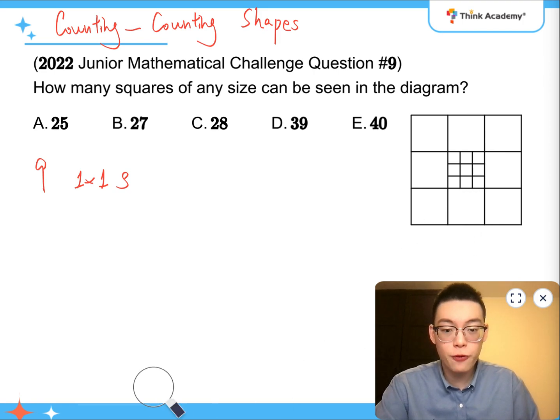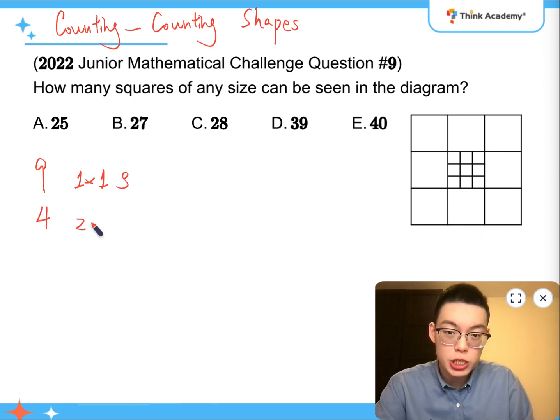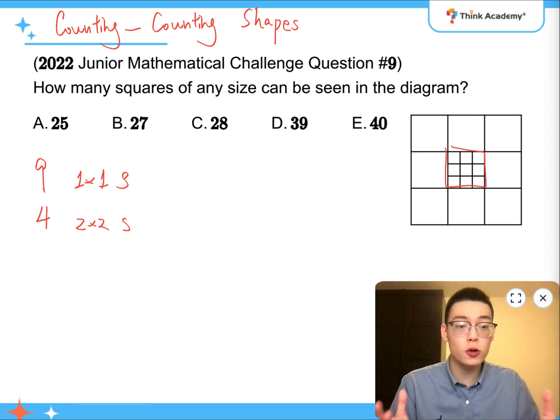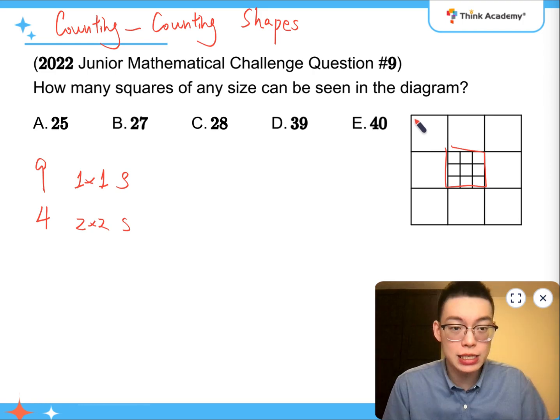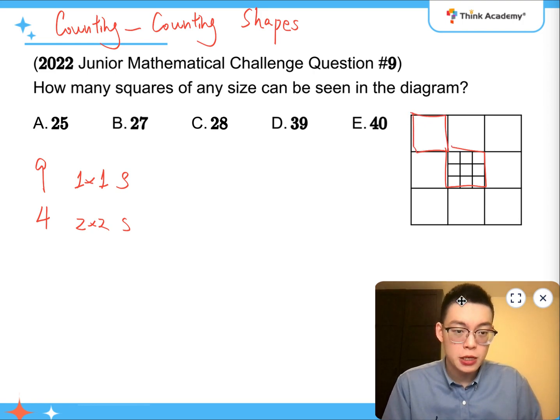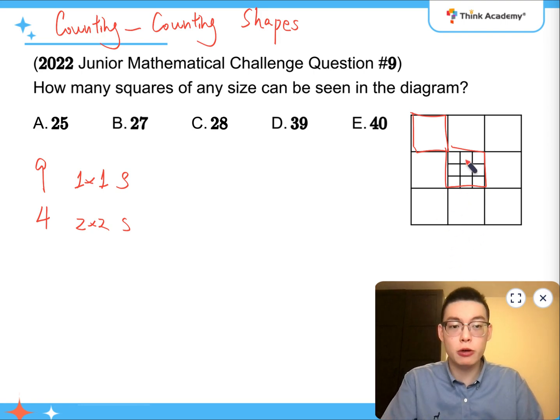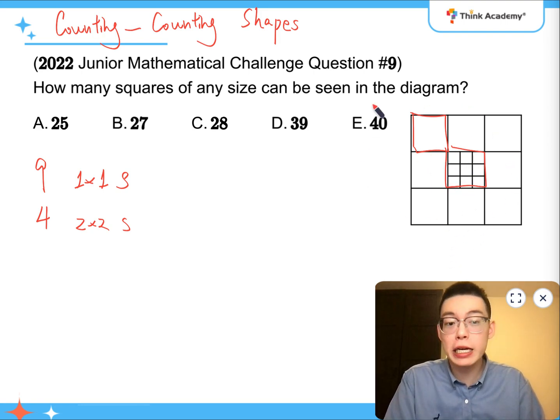So we have 4 of them. 4 of these 2 by 2 small. And what about 3 by 3 small? Well, of course we can count it, but then it is just as big as a regular square, right? So we don't need to count it twice. We just need to count it once in the regular squares.